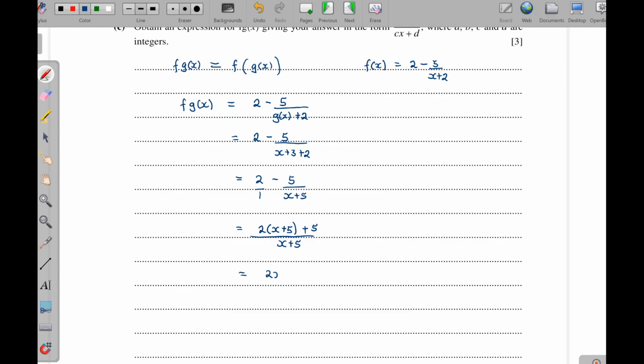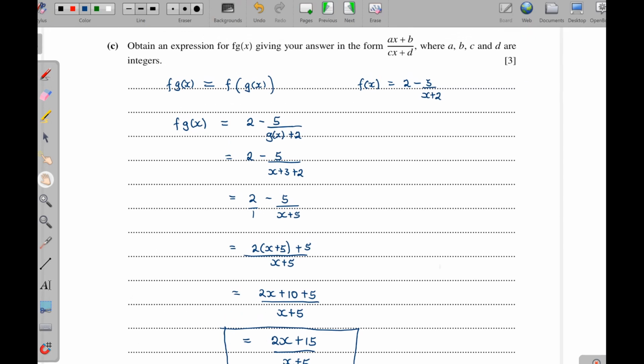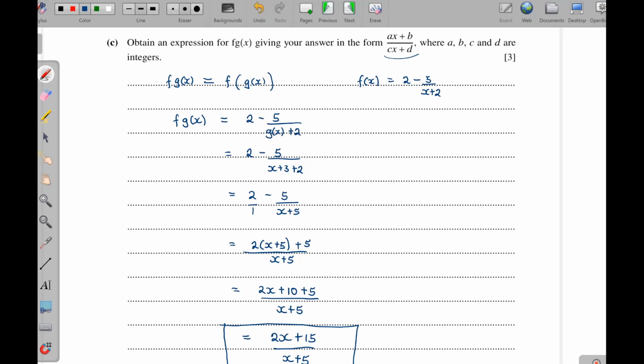And then we shall have 2x here, then plus 10 when we open the brackets, plus 5 out of x plus what? 5. Then at the end of it all, we are going to get 2x, then plus 15 out of x plus 5. This is our answer. Now, when you look here, that means our a is going to be 2, our b is going to be 15, our c is going to be 1, coefficient of x there, and then d will be equal to 5.